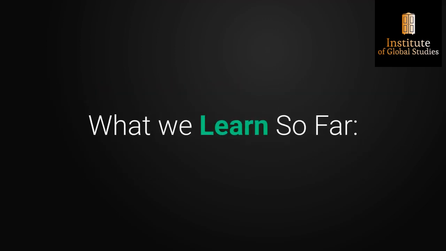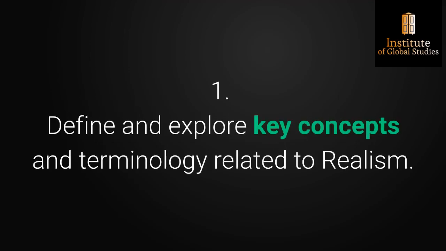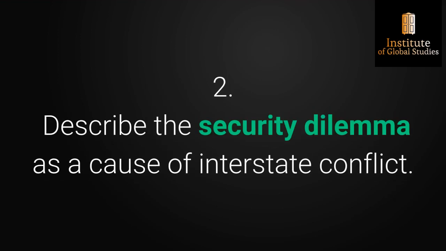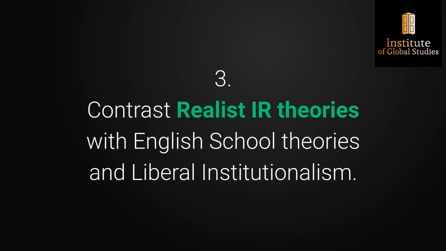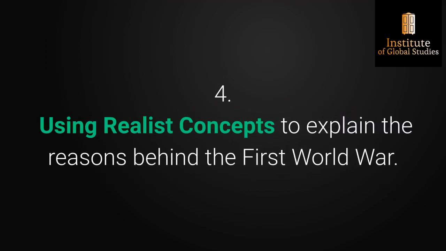What we learned so far. 1. Define and explore key concepts and terminology related to realism. 2. Describe the security dilemma as a cause of interstate conflict. 3. Contrast realist IR theories with English school theories and liberal institutionalism. 4. Use realist concepts to explain the reasons behind the First World War.